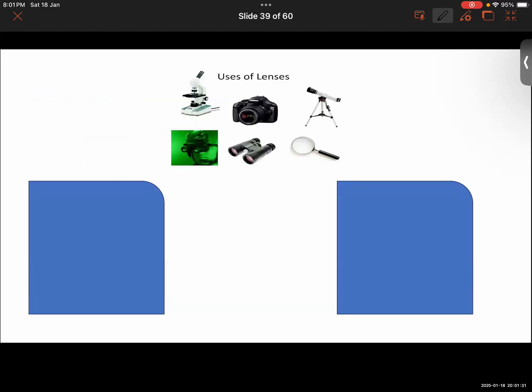Now talking about the uses of the lens particularly. Okay, so you guys try to think about it. You must have used magnifying glasses and different types of lenses. So tell me where the different types of lenses are used, particularly the concave and convex. Any idea?